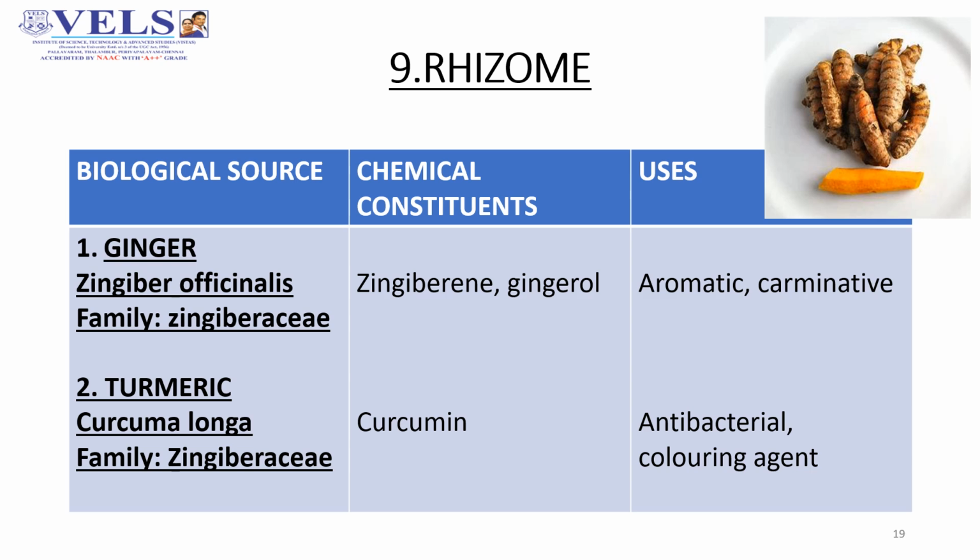Then rhizome is the underground modification, that is ginger and turmeric. Ginger, Zingiber officinalis, belongs to the family Zingiberaceae. It mainly contains volatile oil, and also contains resins, etc. Mainly it contains chief zingiberine, gingerol, used as aromatic, carminative, etc.